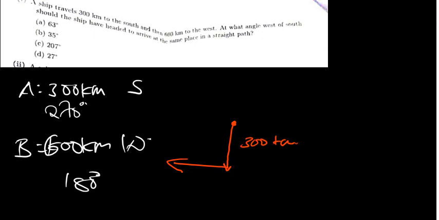South. The angle is supposed to be near south than west. That is what they're trying to tell you. So what it means there is that they're saying, at what angle west of south should the ship have headed to arrive at the same place in a straight path. So they want you to come from here direct to this point.